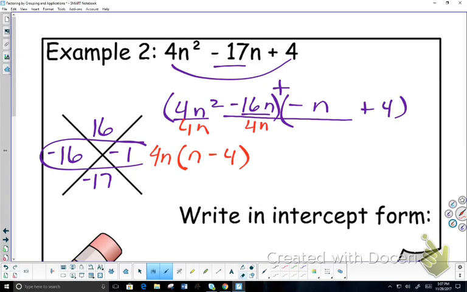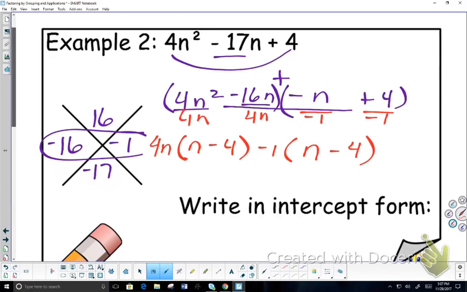Over here, the thing they're going to have in common, you might look and think they have nothing. But remember, the parentheses have to be the same. And for that to happen, I'm actually going to have to divide this by negative 1. Negative n divided by negative 1 is n. 4 divided by negative 1 is negative 4. Notice my parentheses are the same.